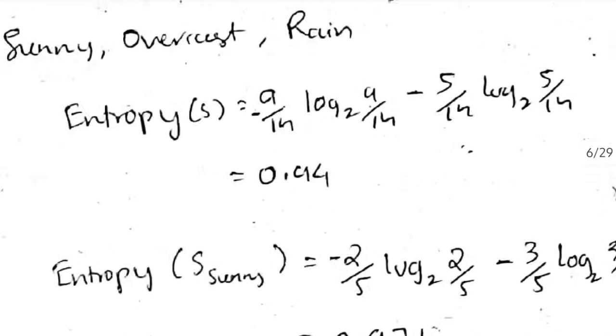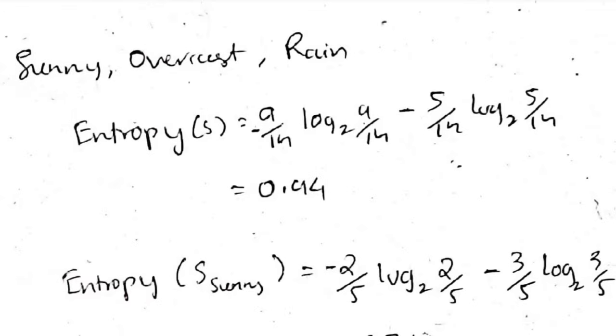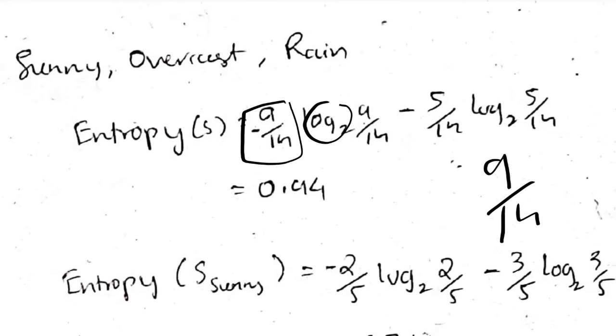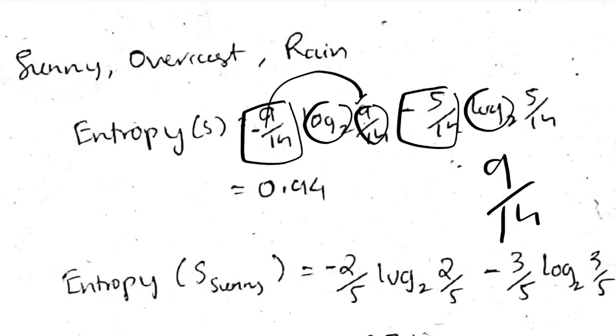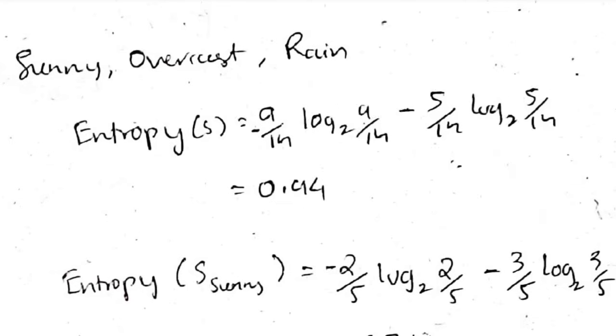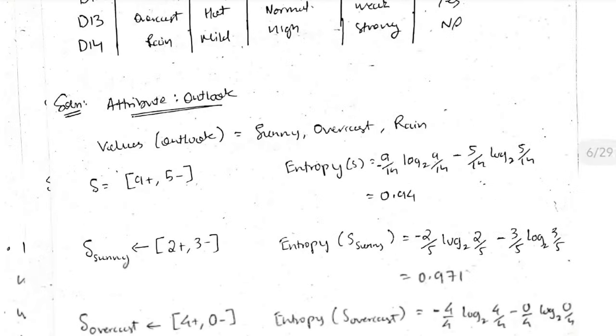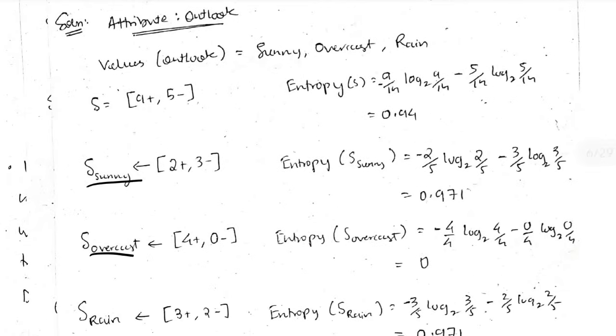Now to calculate entropy, first you have to write the probability of yes. There are 9 yes out of 14 instances, right? So you will be writing here minus 9 by 14 log 2 9 by 14, minus 5 by 14 log 2 5 by 14. Just insert this in the calculator and find out. You will get the answer 0.94. Keep it as such.